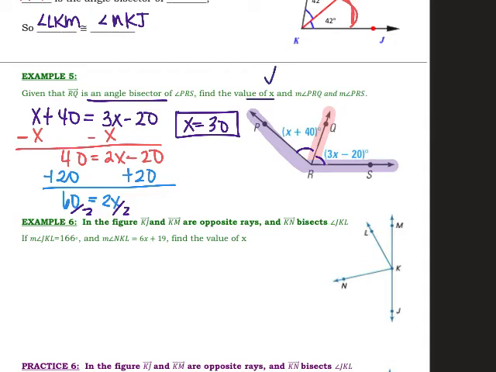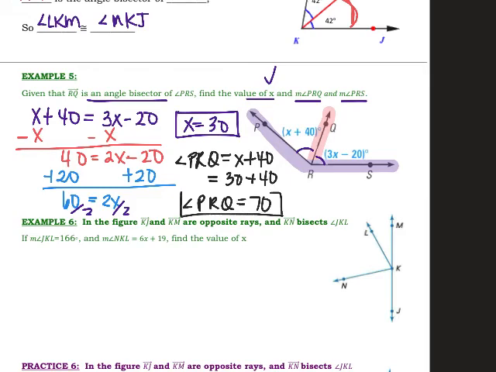We still need to figure out PRQ and PRS. So look at PRQ. PRQ is this one right here. P, R, Q. So where do I need to plug in the 30 into what equation? x plus 40, good. So angle PRQ is x plus 40. What did we just say x was equal to? 30. 30 plus 40 is 70. Now, we got the second question taken care of.